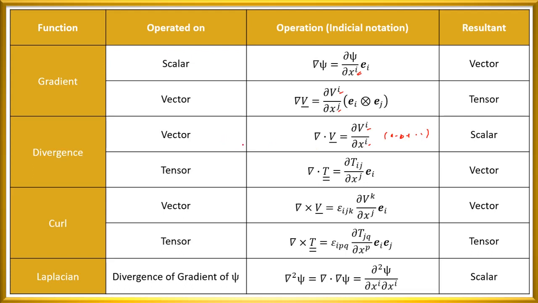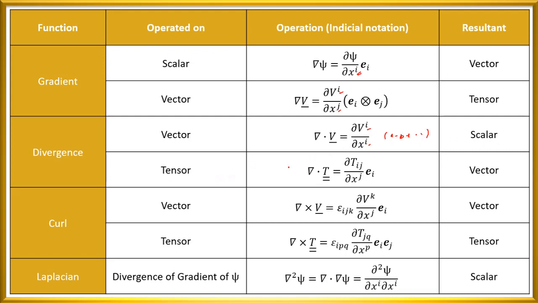So when a divergence acts upon a vector, here we come across a contraction. We have already seen what a contraction is. That is, we reduce the rank of the quantity. So here the vector is reduced by a rank, and we get a scalar.